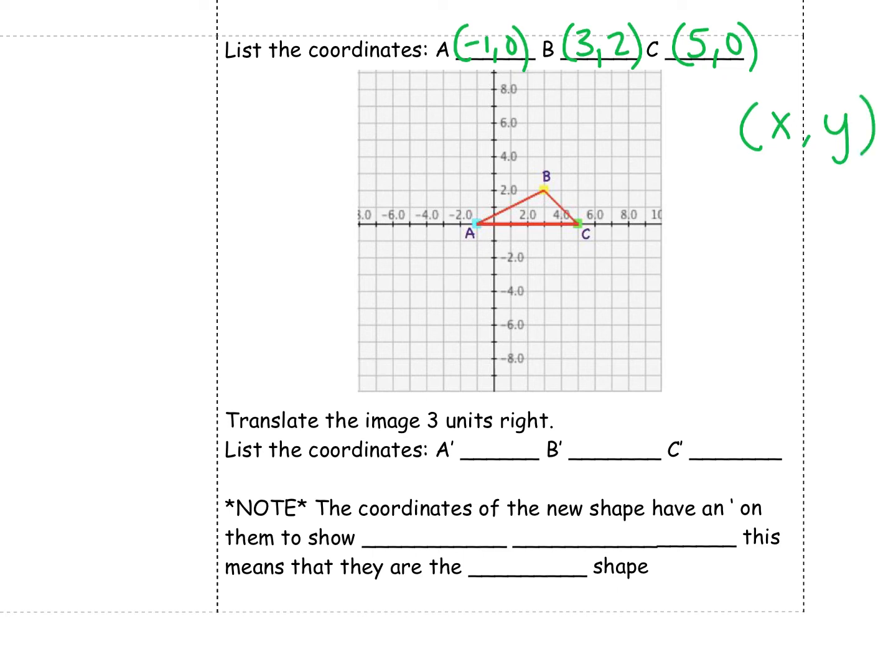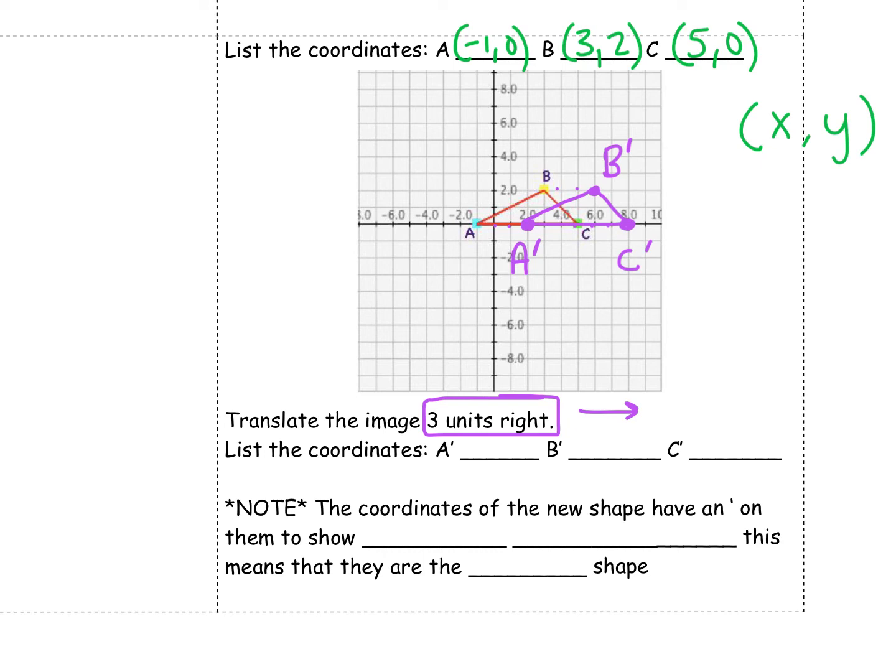Then this is telling us to translate the image 3 units right. Moving to the right 3 units, and we're going to do that for each point. So A moves 3 units right, and when we relabel it, we call it A prime. That little tick mark says it's our new A point. B, 3 units right, and we call it B prime. And C, 3 units right, which is going to be called C prime. And we can connect these points into our new shape.